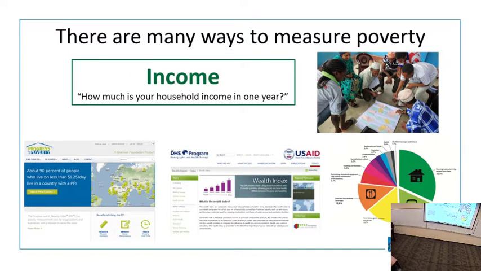Or you might use something like the Wealth Index. The Wealth Index is supported by USAID, and it gives a relative wealth. It looks at things that you own, and it looks at characteristics of your house. So you might use some of these different tools to look at the wealth of your clients.